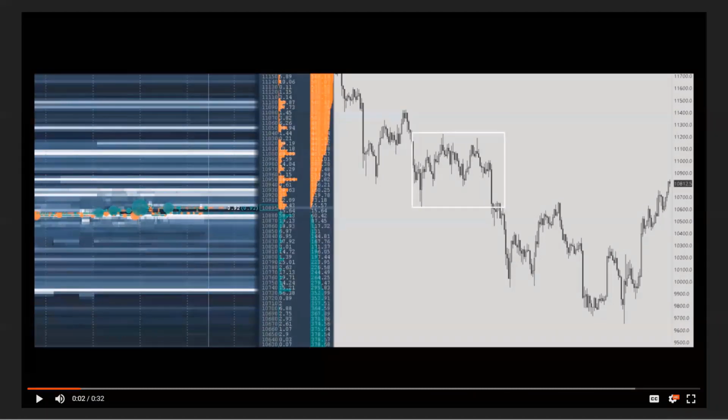This is the FTR I'm looking at. Low, high, price broke down through that low, paused or consolidated before continuing to break down. And on the left here we've got Bookmap.